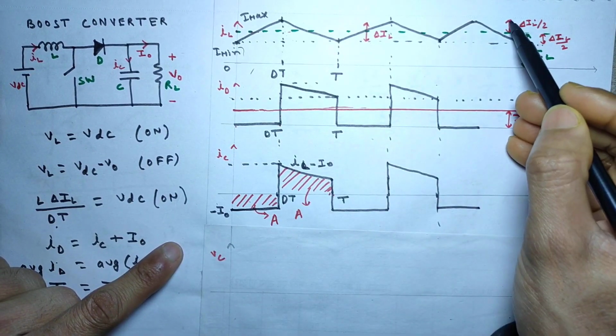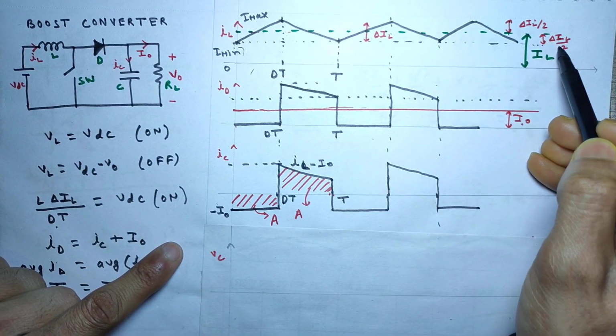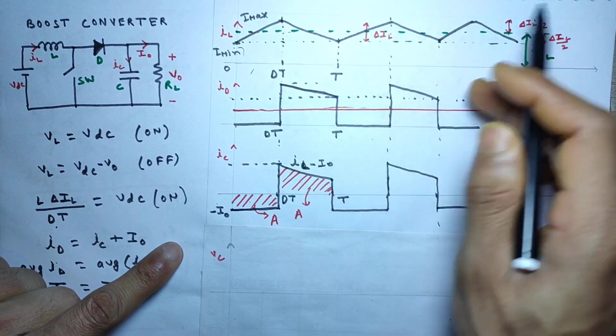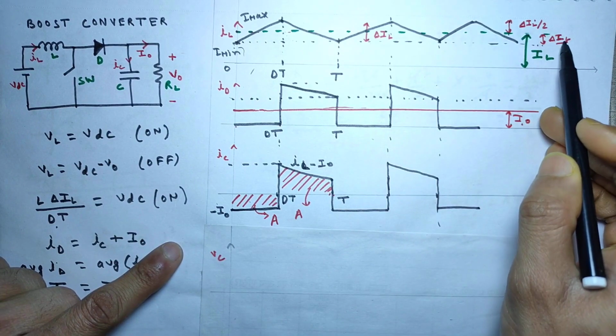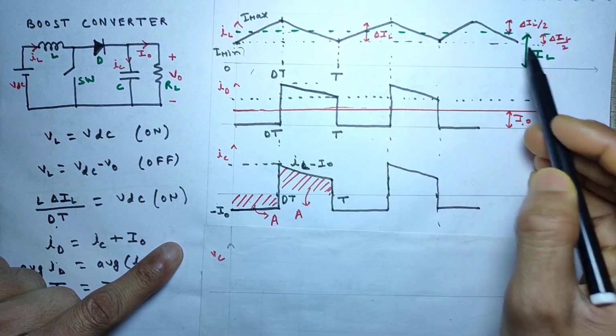The average current of this inductor is IL, which I have drawn. This portion from here to here is delta IL by 2, and from here to here it is also delta IL by 2. So this complete portion is delta IL. Half is delta IL by 2, half is delta IL by 2. So here we get IL average.